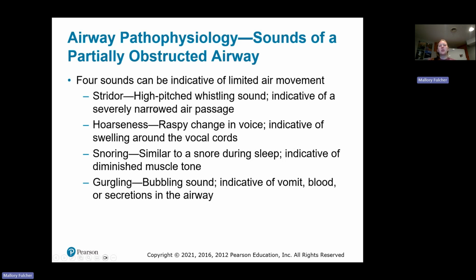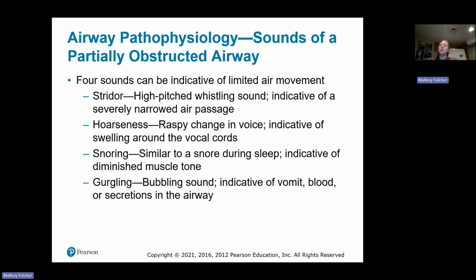Stridor is a very high-pitched whistling sound that happens when there's a narrowing of the upper airway passages, specifically an upper airway problem. So think of somebody that's got a really tight airway because it's swollen, they'll sometimes have stridor, or if they swallow something that is causing a partial airway obstruction and there's just a little bit of pathway for air to get through, it'll cause this whistling noise.